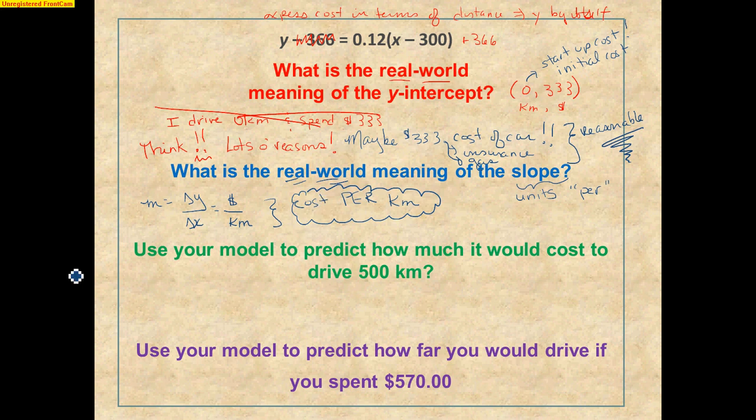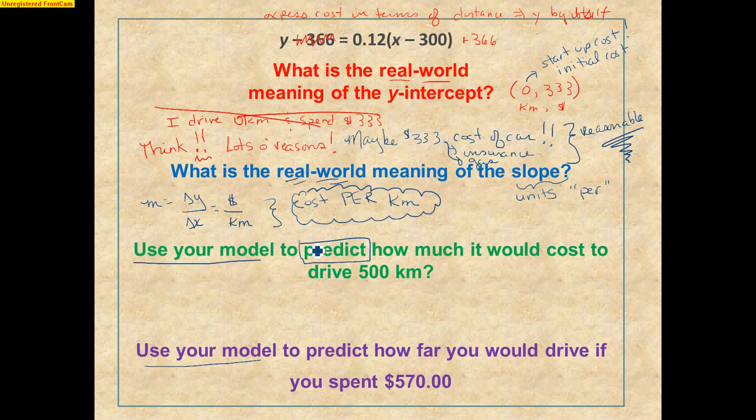Now notice the next two questions say use your model. Use your model to predict, because it is just a model. You only have 2 pieces of data. Anytime you use your model, you are only predicting.